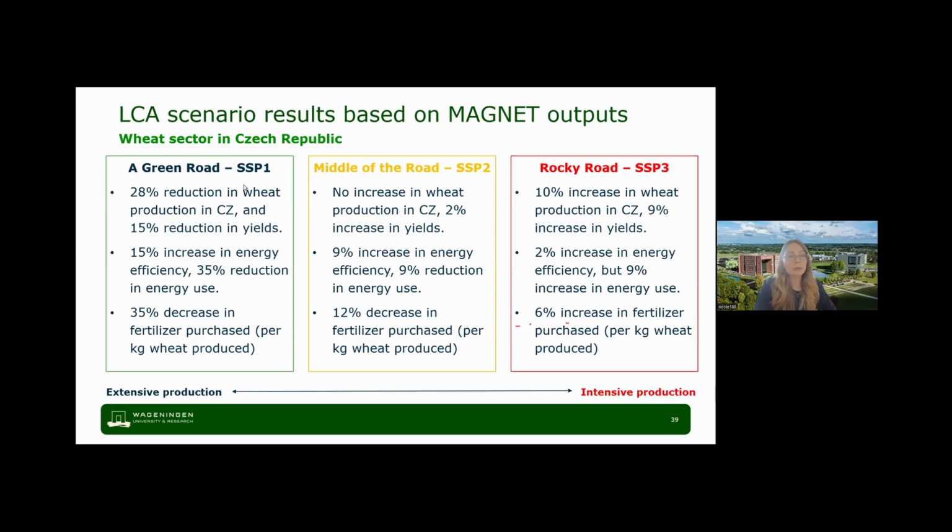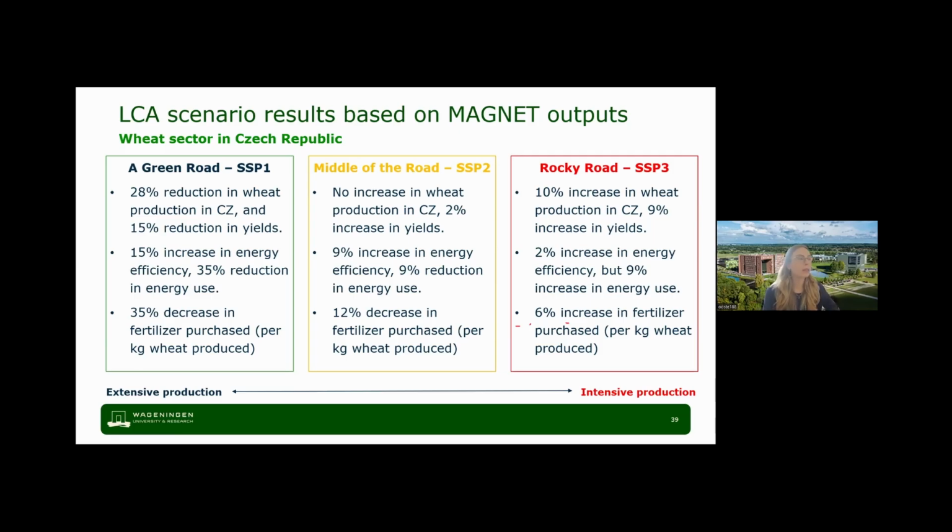So if we go to the wheat example again, wheat from Czech Republic, organic wheat, then you see here some key outcomes for SSP1, 2, and 3. For example, in SSP1, we see a reduction in wheat production and a reduction in yields, but an increase in energy efficiency, for example, and a decrease in fertilizer purchased in the sector. So we get all of these percentages from Magnet, and we try to match that to our LCA inventory.